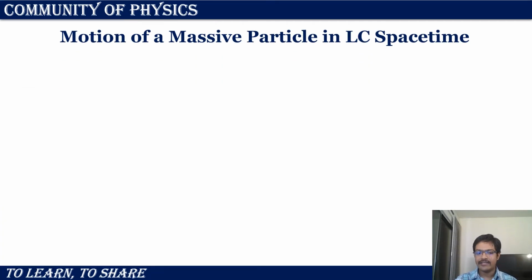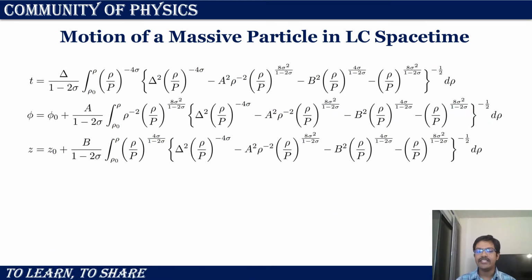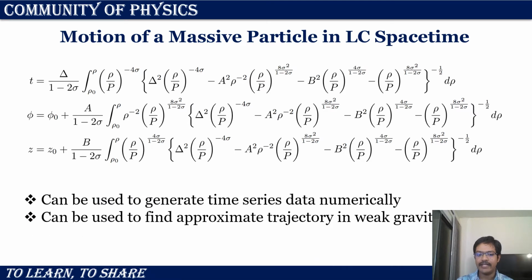If we analyze the motion of a massive particle in this spacetime, we get these integral results for t, phi and z written through the integrations of rho. These integrations may look really complicated, but they can be used to generate time series data numerically. Also, we can generate approximate trajectories in weak gravitational field using these expressions.